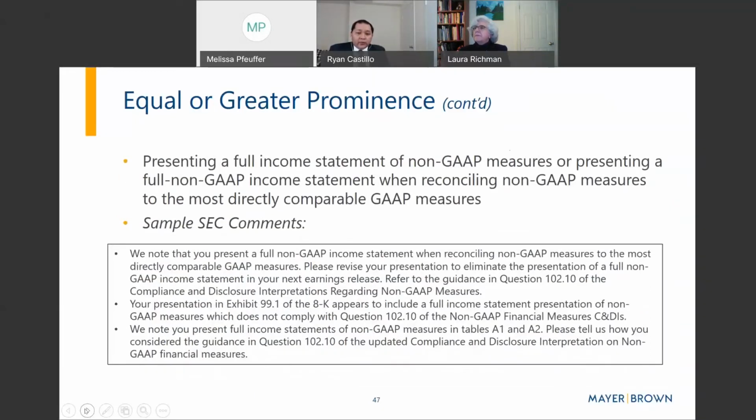Another example of undue prominence is when companies present a full income statement of non-GAAP measures. CorpFin says you shouldn't do that. That's undue prominence.